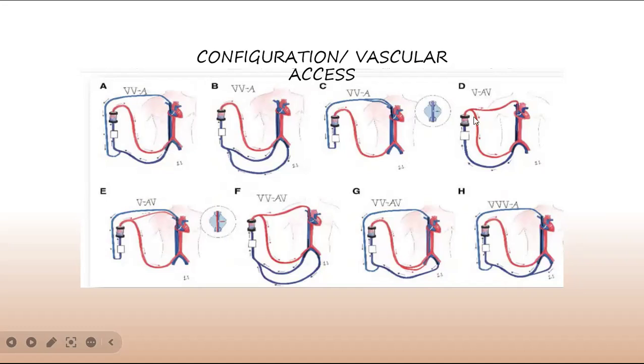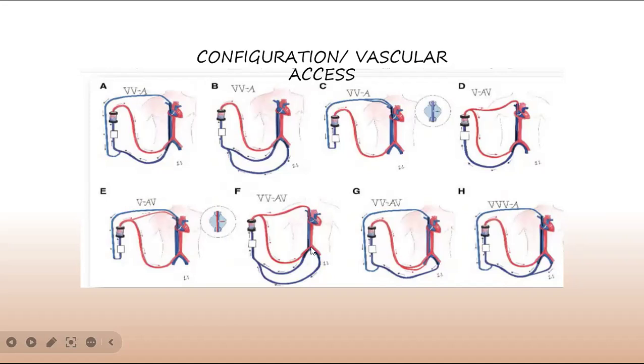Coming to D, VAV ECMO, which I have discussed. Venous drainage from the femoral vein and the return into the jugulars and return into the femoral artery. Again, D and E. It's again called VAV, but the only thing is the venous drainage instead of femoral. With the diagram E, the drainage is from the jugulars here, and then the return is again back into your IVC and the return is back into your femoral artery also. So that's a VAV kind of ECMO here.